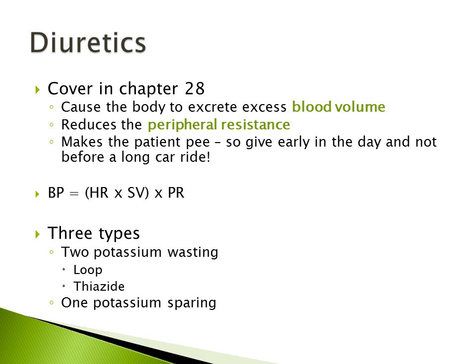Chapter 28 is going to tell us all about them, but essentially their mechanism of action is to diurese. They cause the body to excrete excess blood volume. It does so via urination. You just pee out all your extra blood volume. It decreases the peripheral resistance, and it also decreases the stroke volume. By doing that, it's going to lower the blood pressure.